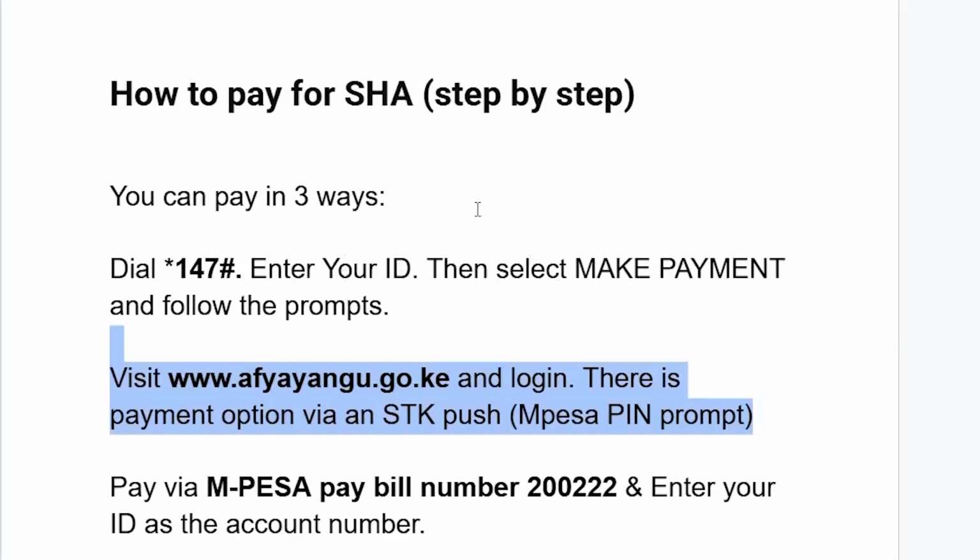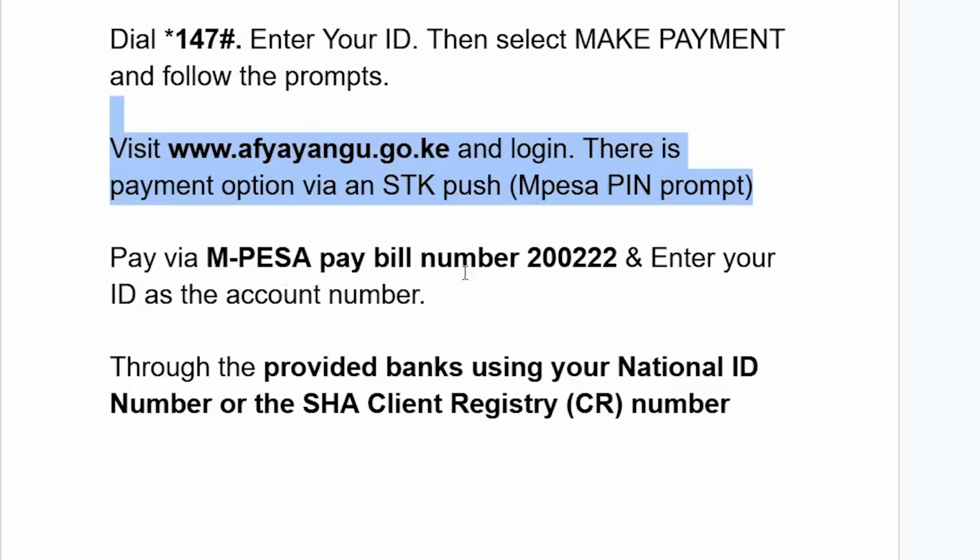Now, another way you can use to pay is through the M-PESA pay bill number, which is this one, which is 200-222, and enter your ID at the account number. Now, the last method is through the provided banks using your national ID number or the SHA Client Registry number.